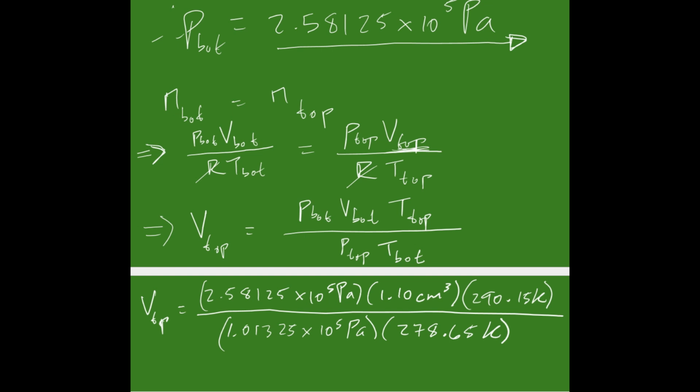So let's see what happens here. So the Kelvins will cancel, the pascals will cancel. So what is our final answer? If we put this in a calculator, we get 2.92 cubic centimeters. And that is the final answer. So the air bubble expanded from 1.1 cubic centimeters to 2.92 cubic centimeters.